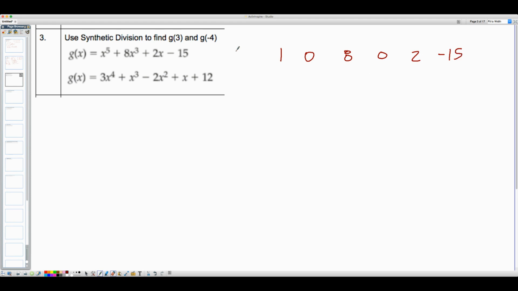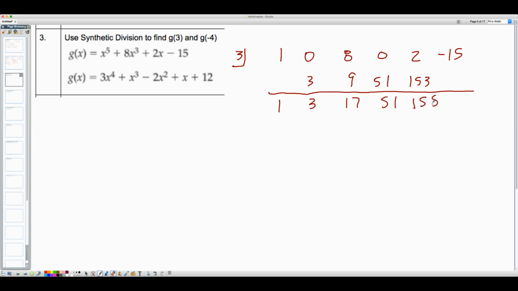When I divide this by 3, to do the substitution, there's a video on it to show you how to do it. I'll multiply 3 times 1 and get 3. 3 times 3 is 9. This is 17. 17 times 3 is, what is 17 times 3? 51. 51 times 3 is going to give me 153. This is 155. And 155 times 3, I'm going to use my calculator. 155 times 3, and that's 465.